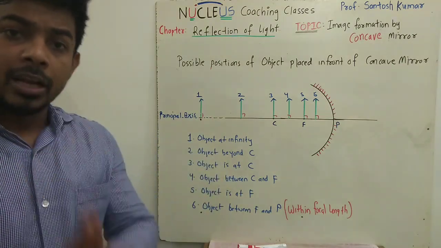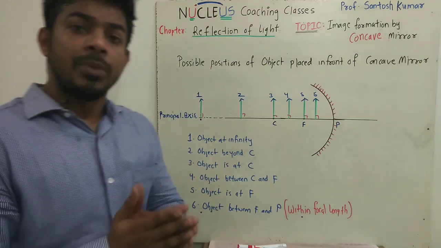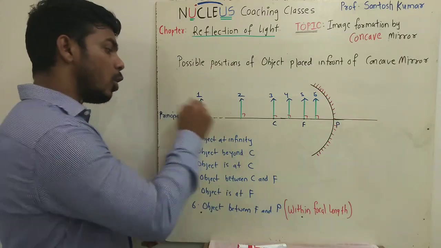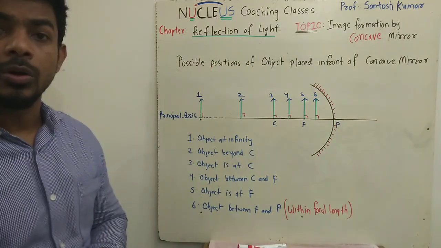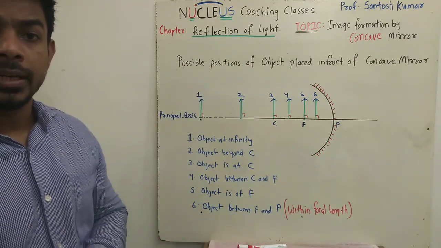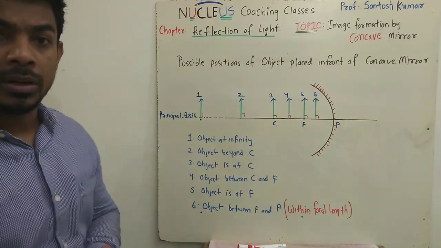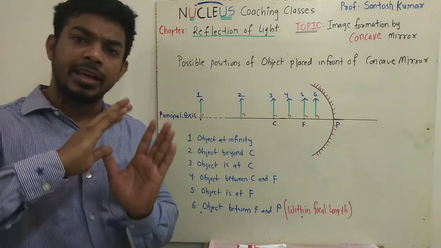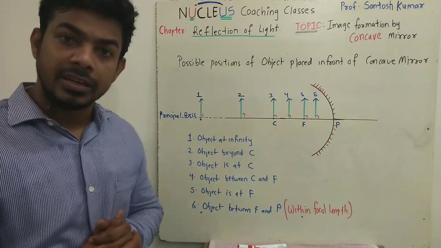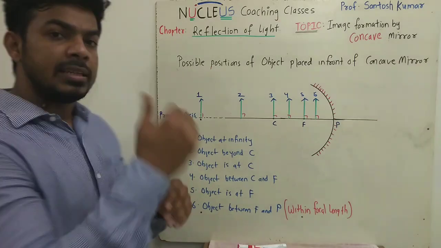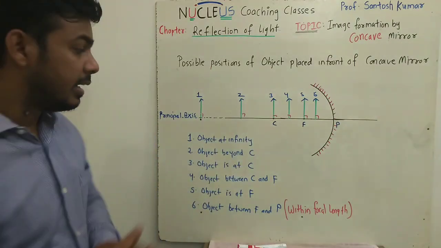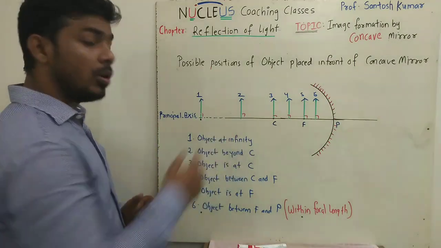Remember, whenever you are doing image formation by a concave or convex mirror, the object should always be placed perpendicular to principal axis. So there are 6 possible positions for the object that can be placed before a concave mirror. First is the object placed very far away from the mirror. So we call it an object at infinity. Sometimes the object is placed just beyond C, or you can say between infinity and C. It is placed beyond C.